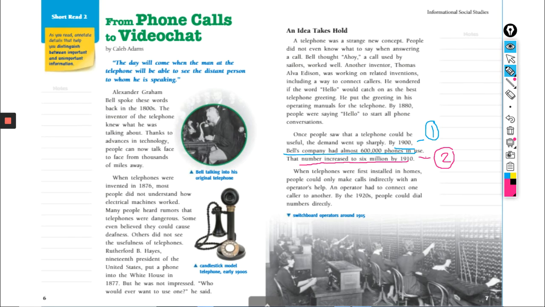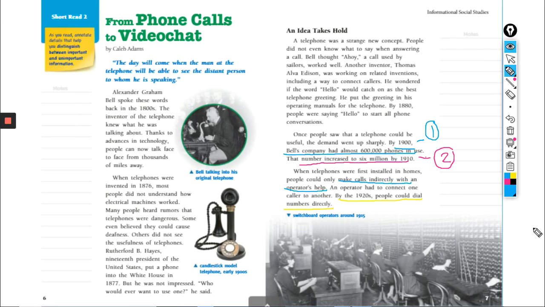Okay, when telephones were first installed in homes, people could only make calls indirectly with an operator's help. An operator had to connect one caller to another. By 1920, people could dial numbers directly. So look, there's another change. They're showing you two different changes here. They're saying that people would have to make calls with an operator. Remember we talked about that on Wednesday. The operators were like these women down here below that would actually, you would pick up the phone, you would tell them who you want to call, and they would connect you.